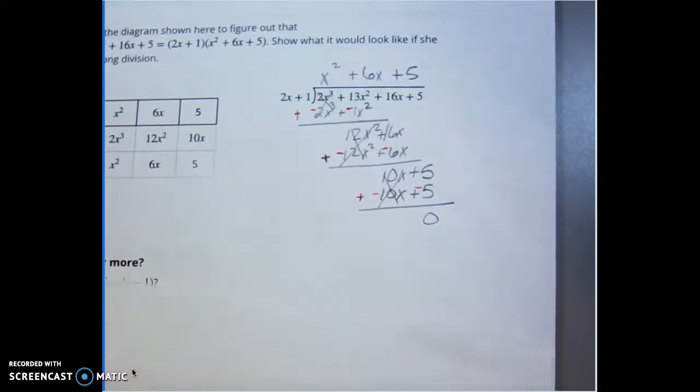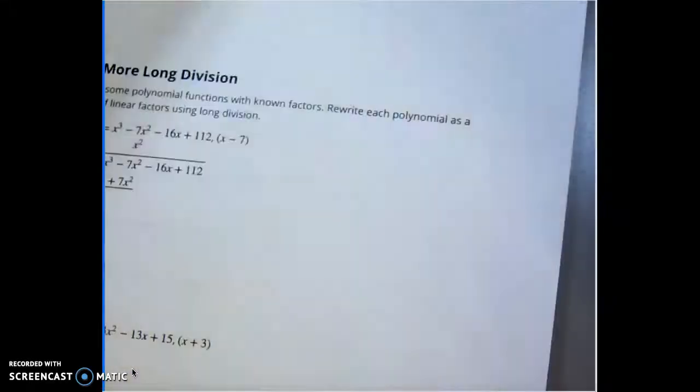All right, so that is long division. Okay, I think you're going to be good with that. You have some practice problems to work on, so give those a shot and see how it goes.